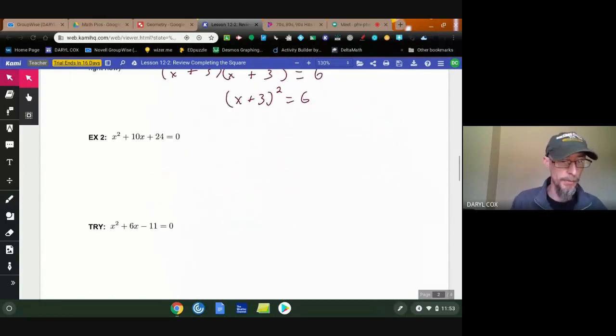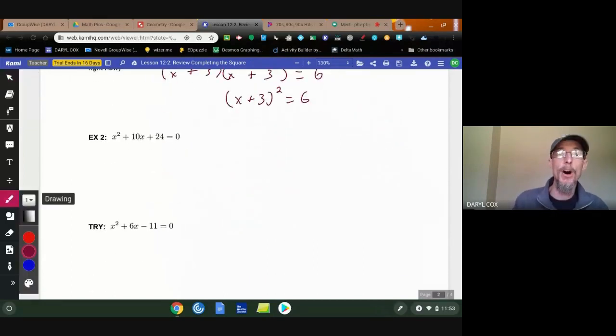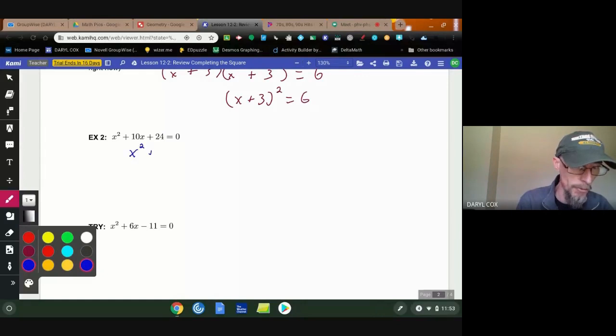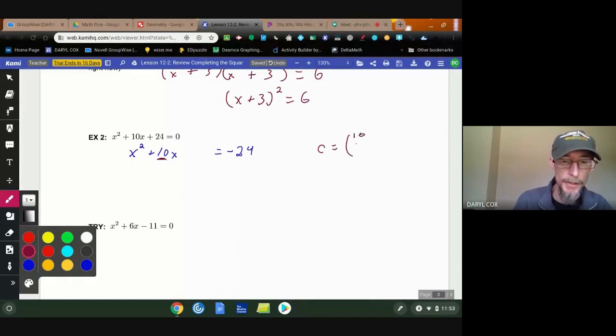Okay, so the next example. First things first, let's try it again. Get all my variables to one side and all my constants to the other. So my variable terms are x squared plus 10x, and my constant term, I'm going to move 24 over, so that becomes negative 24. Okay, so that's step one. Step two, find the c term. So c equals my b term, which is the 10, over 2 squared. Well, 10 divided by 2 is 5. 5 squared is 25. So I'm going to add 25 to both sides.